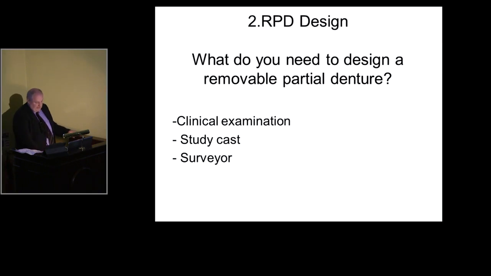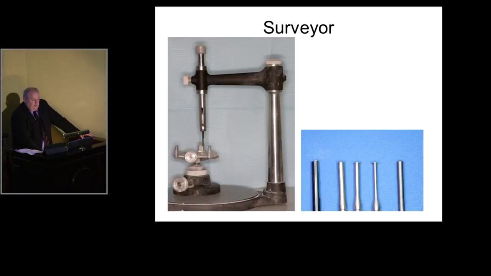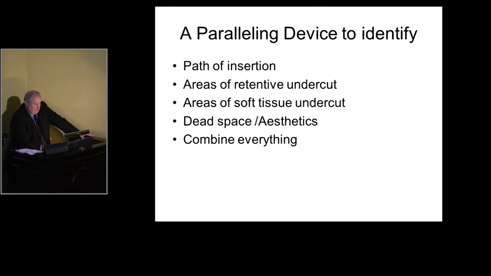Study casts and the surveyor. What is a surveyor? It's a paralleling device. This is what it facilitates us to do. We can't design a partial denture without a surveyor. It gives us the path of insertion, retentive undercut, soft tissue undercut that maybe we have to utilize in our path of insertion. It helps us get rid of dead spaces, black triangles, and then it brings all those aspects together.